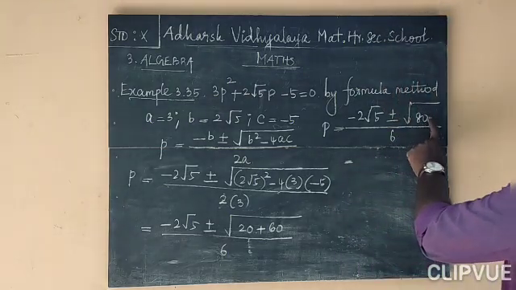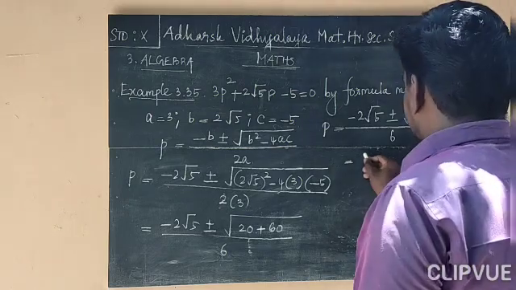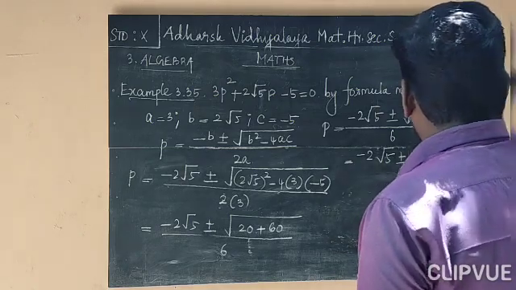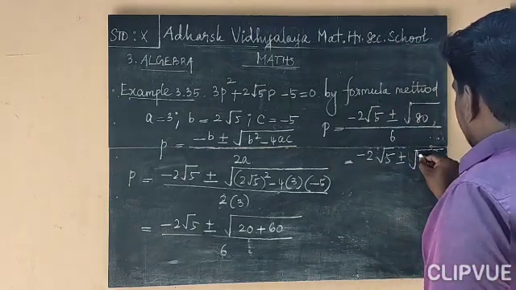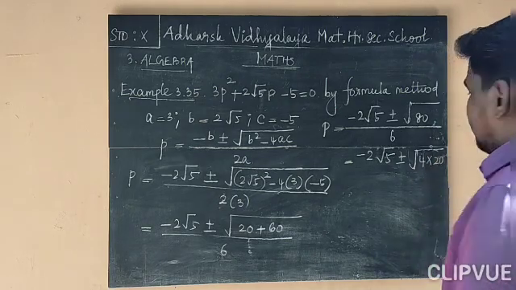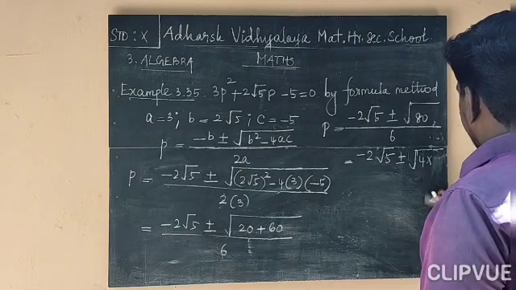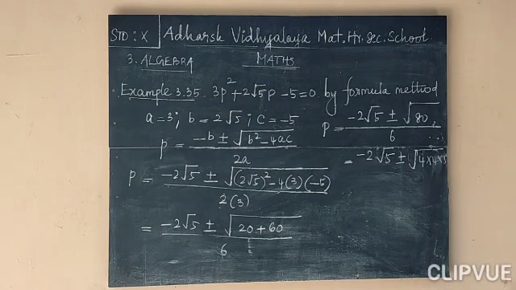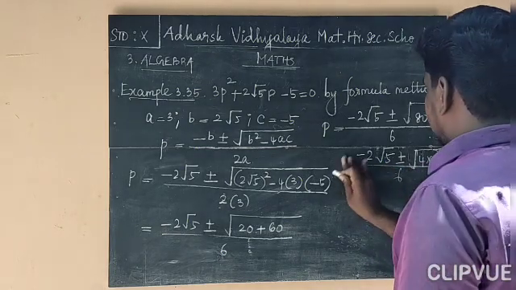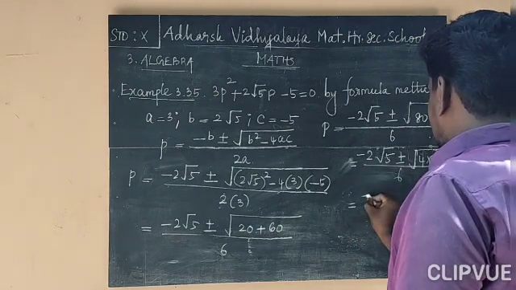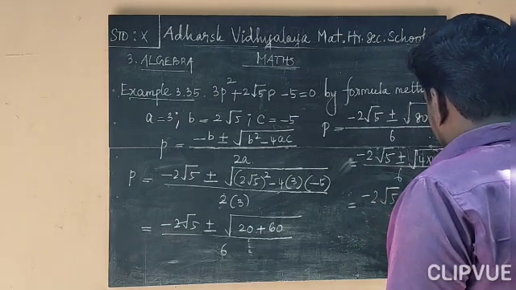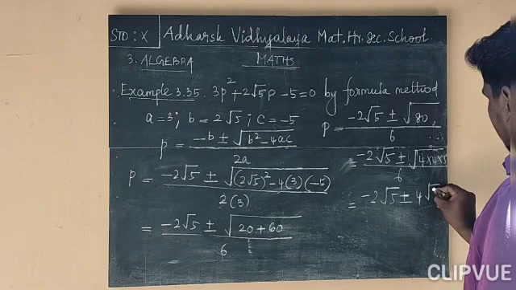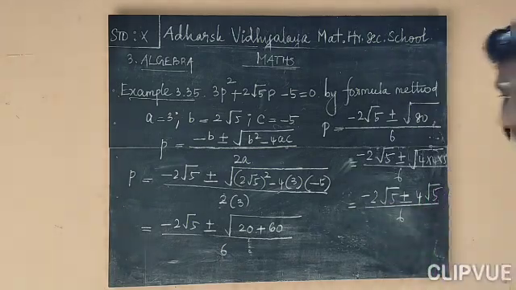You can take a 2 out from this, because it can be written as minus 2 root 5 plus or minus, actually it can be written as 4 into 20, again it can be written as 4 into 4 into 5, 4 into 4 is 16, 16 into 5 is 80, divided by 6. So now minus 2 root 5 plus or minus square root of 16 becomes 4, 4 root 5 divided by 6.